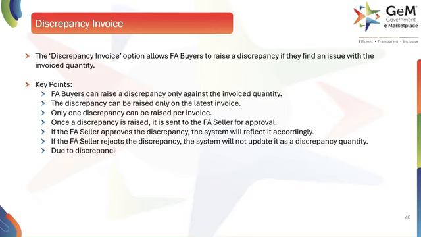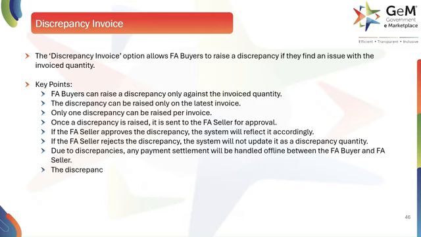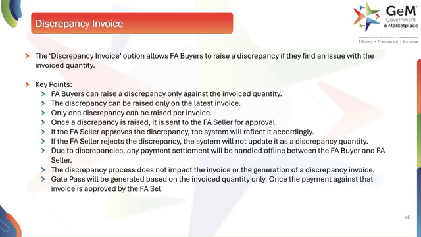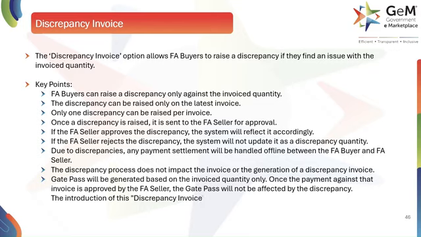Due to discrepancies, any payment settlement will be handled offline between the FA buyer and FA seller. The discrepancy process does not impact the invoice or the generation of a discrepancy invoice. Gate pass will be generated based on the invoiced quantity only. Once the payment against that invoice is approved by the FA seller, the gate pass will not be affected by the discrepancy. The introduction of this discrepancy invoice module will not change the current process for transaction charges.